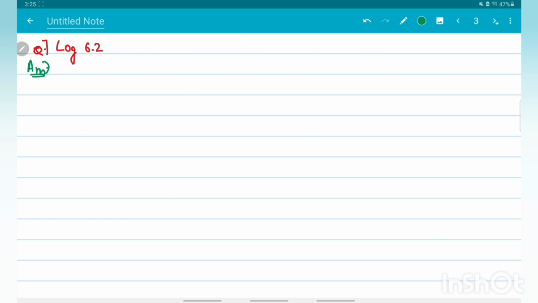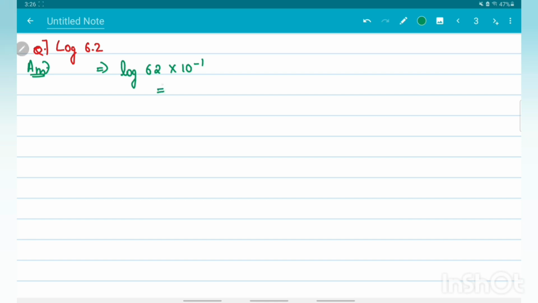So let's find the log of 6.2. In this, first we are going to remove the decimal from 6.2. Now this 6.2 can be written as 62 into 10 to the power minus 1. I hope you understand this. I have removed the decimal.